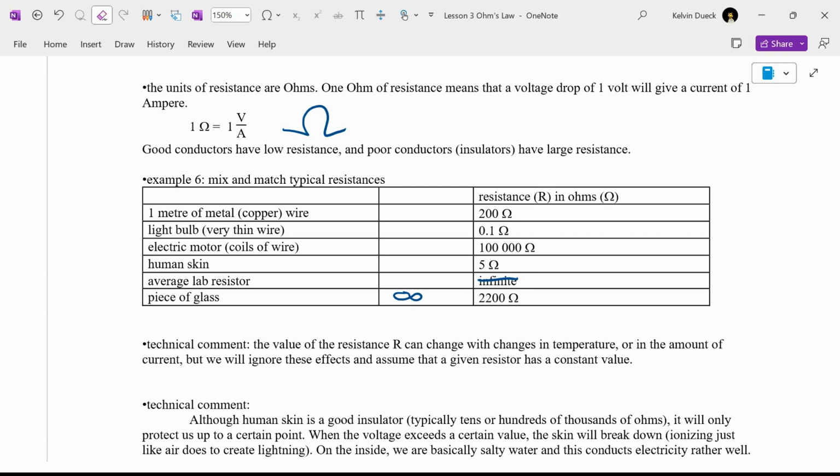Copper. Because we don't want to be losing, remember, voltage is energy per coulomb. We don't want to be losing energy to heating up wires. So copper has a resistance of about 0.1 ohms. Silver has even smaller resistance. Gold has even less resistance.